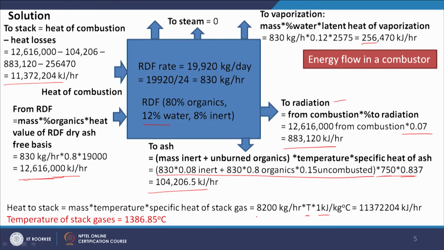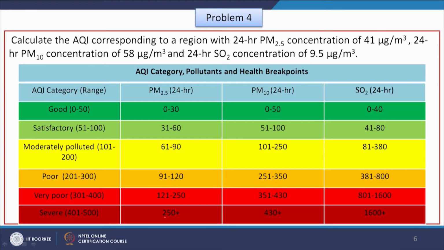By equating this term with the heat available at the stack gas calculated here, 11372,204 kilojoule per hour, and solving this, we get the value of T, which is equal to 1386.85 degree centigrade. So now we are able to solve this problem. Next problem is problem number 4.